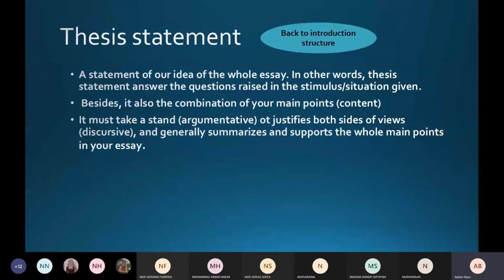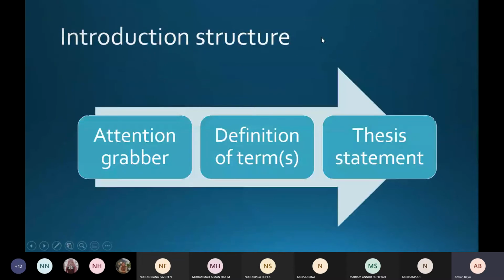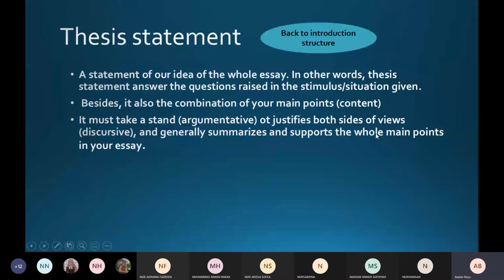Alright. And then we continue with okay, selepas definition of term, kita ada thesis statement. Alright, thesis statement. Ini adalah paling penting dalam essay. Okay, maksudnya kalau you tak ada attention grabber atau definition of term, boleh maaf lagi. Tapi kalau tak ada thesis statement tu, maksudnya bukan essay lah. Okay, thesis statement ni ibu segala ayat. Ibu lah because it is a statement of our idea of the whole essay.